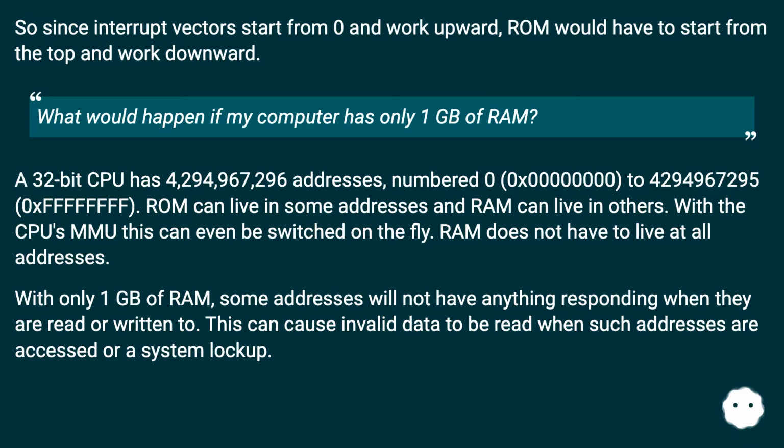A 32-bit CPU has 4,294,967,296 addresses, numbered 0x00000000 to 0xFFFFFFFF. ROM can live in some addresses and RAM can live in others. With the CPU's MMU, this can even be switched on the fly. RAM does not have to live at all addresses. With only 1 GB of RAM, some addresses will not have anything responding when they are read or written to. This can cause invalid data to be read when such addresses are accessed, or a system lockup.